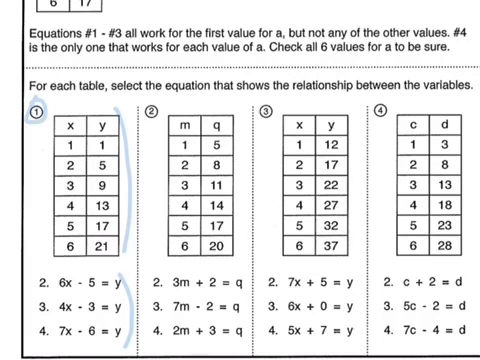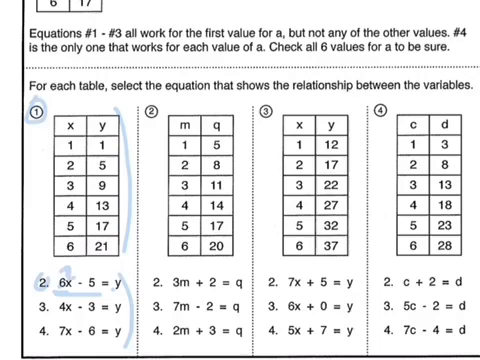All right, let's check each one here. We want to prove why the answer is correct. Choice number 2 says 6x minus 5. So if we plug a 1 in there, 6 times 1 is 6, minus 5 is 1. So that one works so far, but let's try the next number.